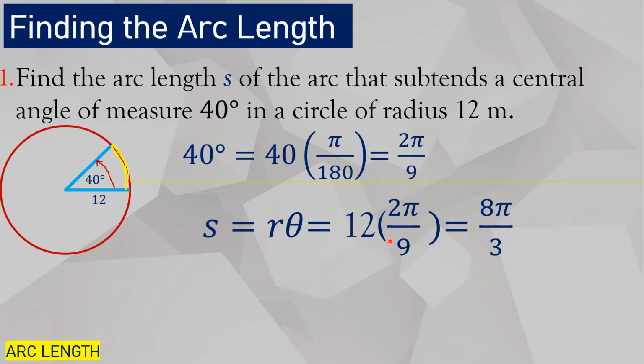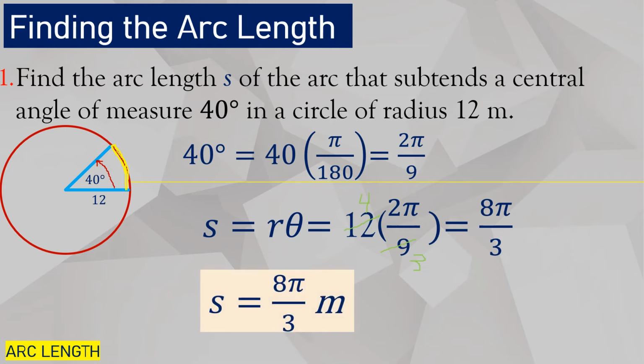Okay, so 12 divided by 9. We know that 12 and 9 are both divisible by 3, right? So, ano natira dito? 4. So, 4 times 2 is 8, times pi, 8 pi over 3. Now, the arc length is 8 pi over 3. Using your calculator, we can approximate the value. And the approximate value of that is 8.38 meters. Okay, so ganun ang pagkuha natin ng arc length.